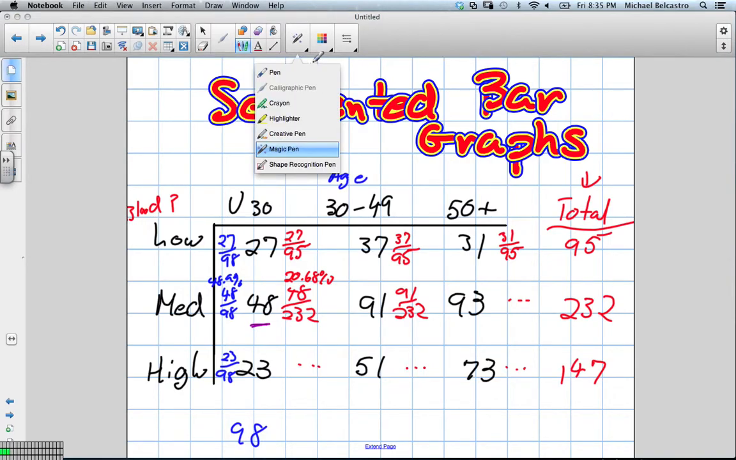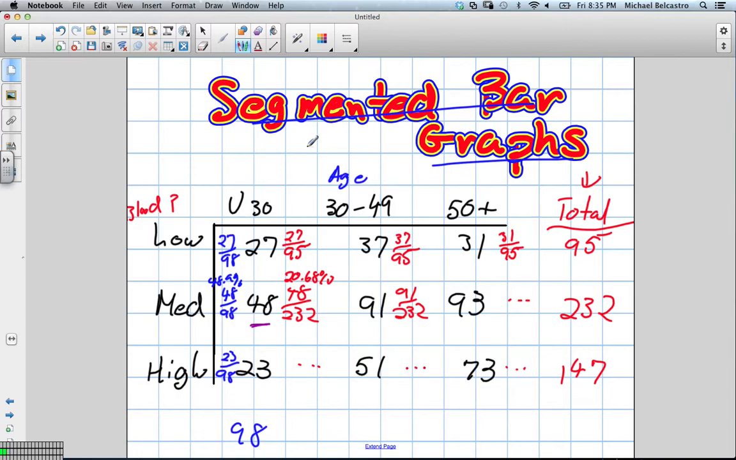Okay, so we're going to talk about segmented bar graphs and technically marginal distribution. We've been given this information about a company, and this company checked the blood pressure levels of, we could say, almost all of their employees.